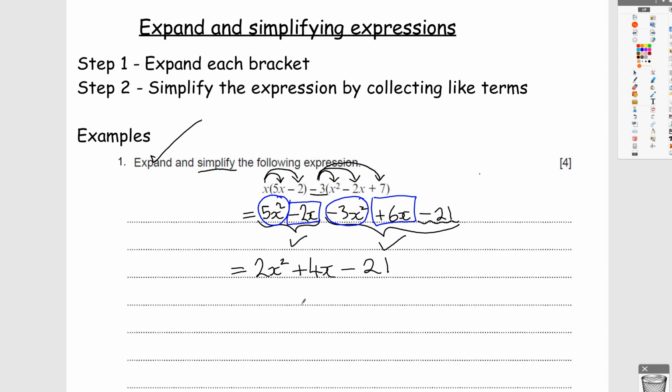Okay. Your third mark is for either this 2x squared or the plus 4x. And then your fourth mark is for the whole expression being simplified and being correct.